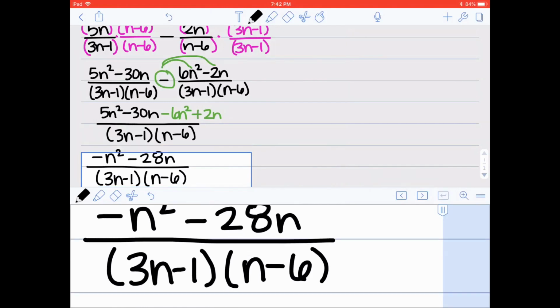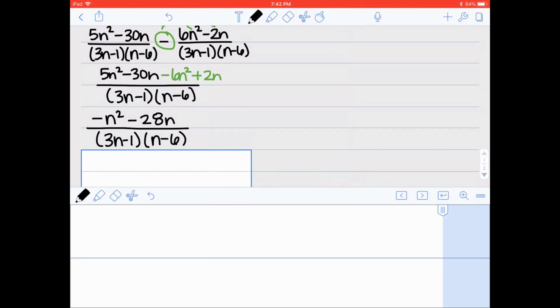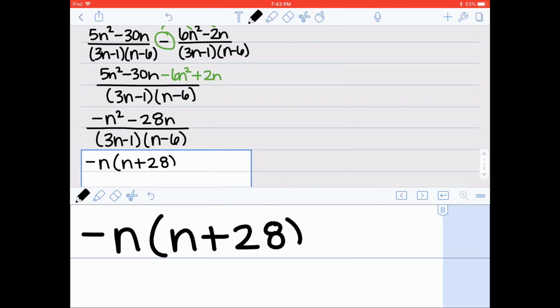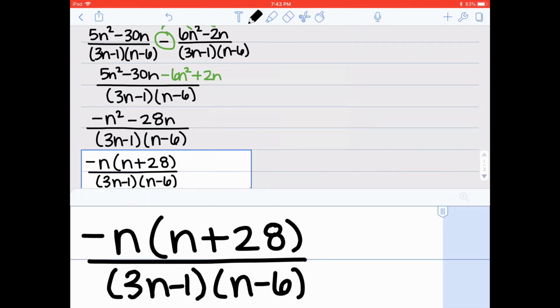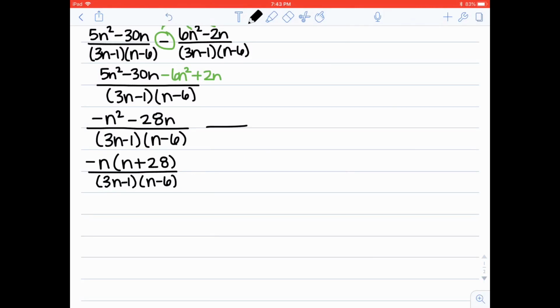But if you have a hard time seeing ahead, you can go ahead and factor that. The numerator has a negative in each term, so we have a negative 1 as a GCF. You also have an n in each term, so I'm going to take that out. That leaves me with n plus 28. And then we still have those factors on the bottom, and now it's fairly apparent that nothing is going to cancel. So when you finish with this problem, I would say both of these answers are good. You could have left it there, or you could use this as your answer, but both of them are valid.